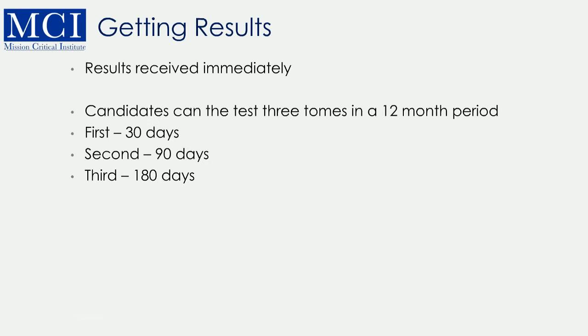Well, you can retake, and I apologize for the typo here. It's not 3 times, it's 3 times in a 12-month period. And the way it works is this: if the candidate doesn't pass on the first try, then they have to wait 30 days before retesting. If they don't pass the second try, they have to wait 90 days. If they don't pass the third try, they have to wait 180 days. And if they don't pass after that, then they really need to re-examine how they're going about doing their study.